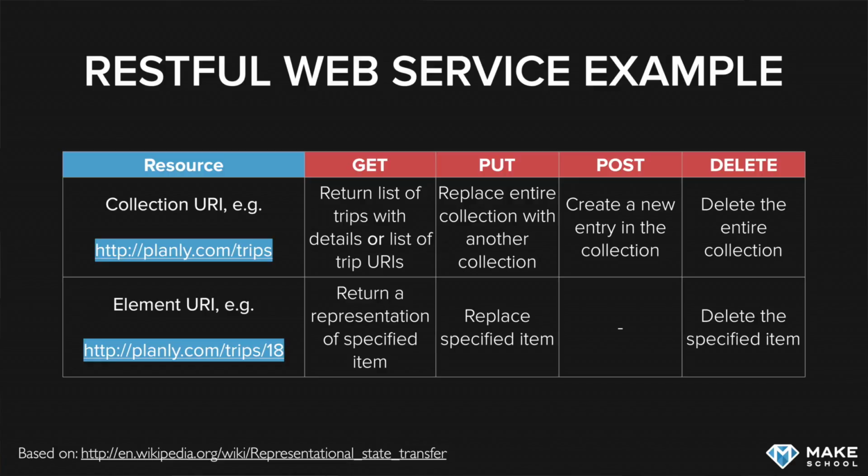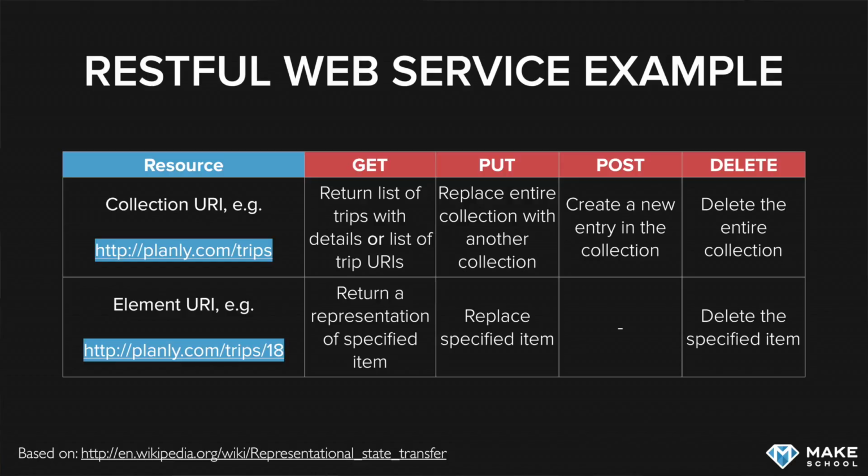If I do a PUT request to this collection, then I say I want to replace this entire collection with a new collection that I'm providing to you. On the other hand, we can also deal with individual elements. So here at the bottom, we identify an individual element by a specific identifier. You can see it looks different because I have a URI called trips/18. This means I want to interact with the trip that has the identifier 18. And here I again have the same HTTP methods that I can use to interact with this trip.